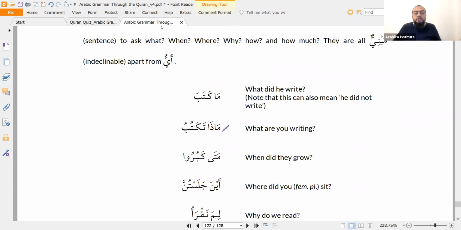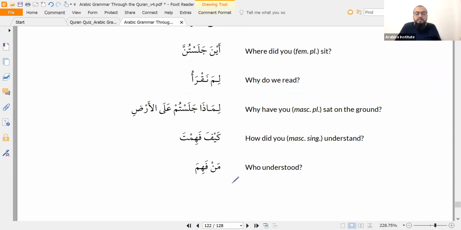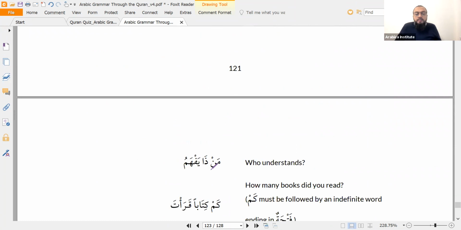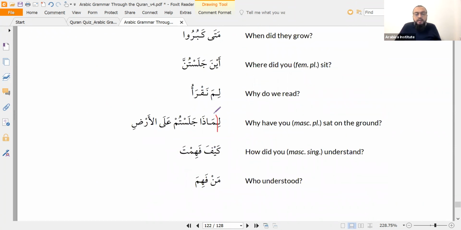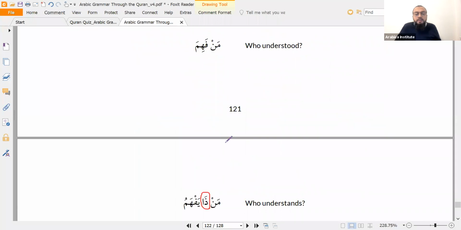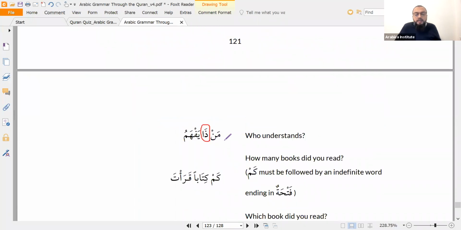Let's have a quick look at interrogative nouns. These are actually the first things we teach you in level 1. Ma, madha, mata, aina, lima, limadha, kaifa, man. And sometimes you say man dha, just how we said madha. From ma, you just add this dha. This dha is just an ishara. It's just added on to emphasize the question. So instead of ma, you can say madha. Instead of man, you can say man dha, and it has the same meaning. You see this in the Quran, man dhalladhi yashfa'u 'indahu illa bi-idhnih, in Ayatul Kursi.